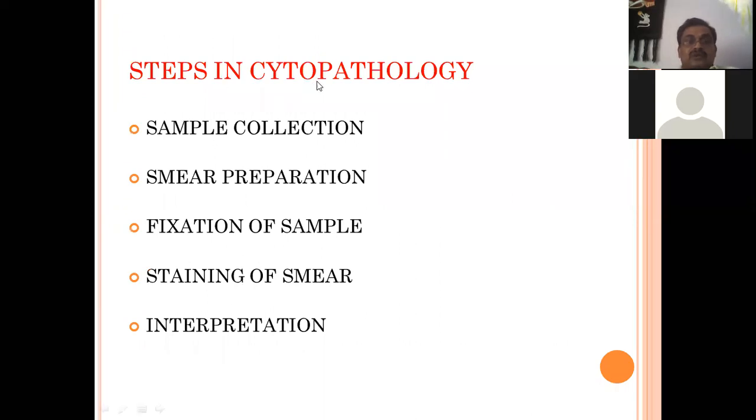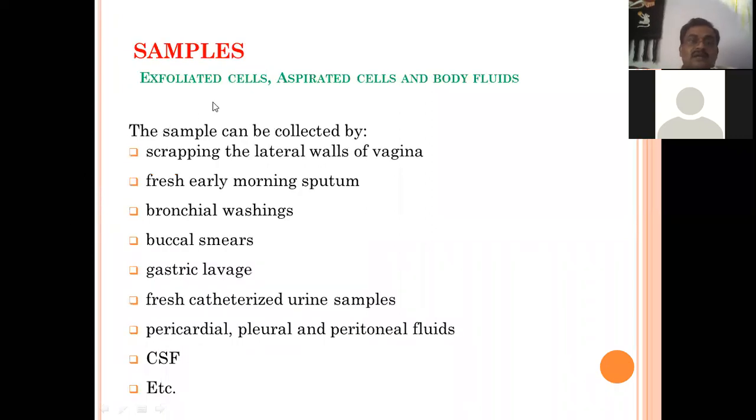What you need to do in cytopathology: first you have to collect the sample, then prepare a smear, then fix it, stain it, and finally observe under the microscope for interpretation. One by one, we will study how the sample is collected. So what can be your sample? As I was telling you, samples can be exfoliated cells, aspirated cells, and body fluids. These are the three important ways by which you can collect the samples.